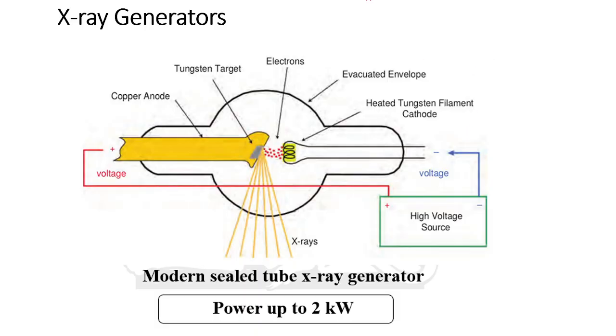So this is a schematic representation. You see, this is the copper anode, this is the cathode, and you are providing a very high voltage, and in between there is a metal target, and from that metal, after bombarding with the electron, it will release the X-ray. And for that, you see the requirement of power is very high, around 2 kilowatts.